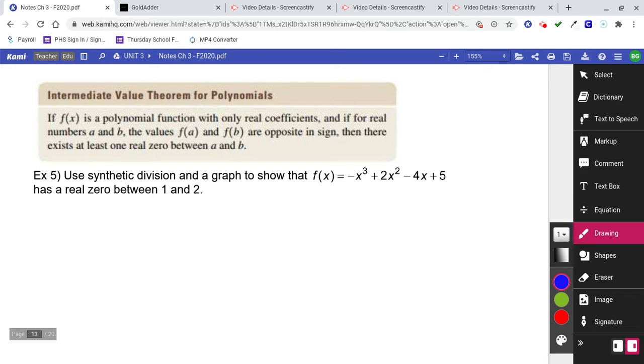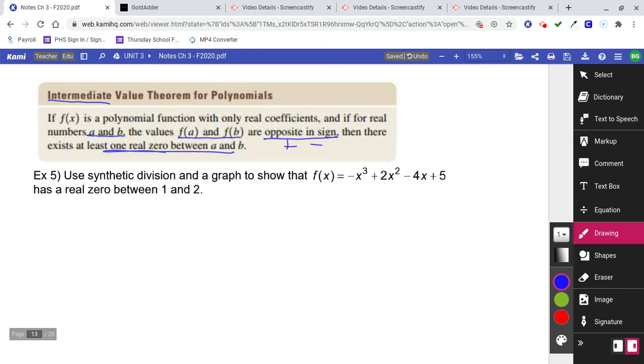Intermediate value theorem. Intermediate means in between, okay? So it says basically that if you've got these numbers a and b, and then you plug them in, f of a and f of b, if you get the opposite sign, like one of them's positive and one of them's negative, then there exists at least one real zero between them, okay? So if you read through that, I think it's confusing, but if you look at it, it makes a lot of sense.